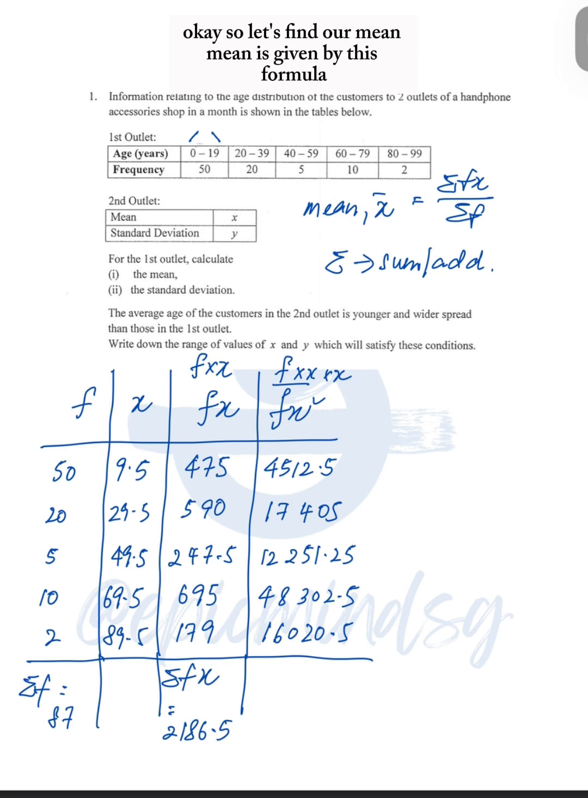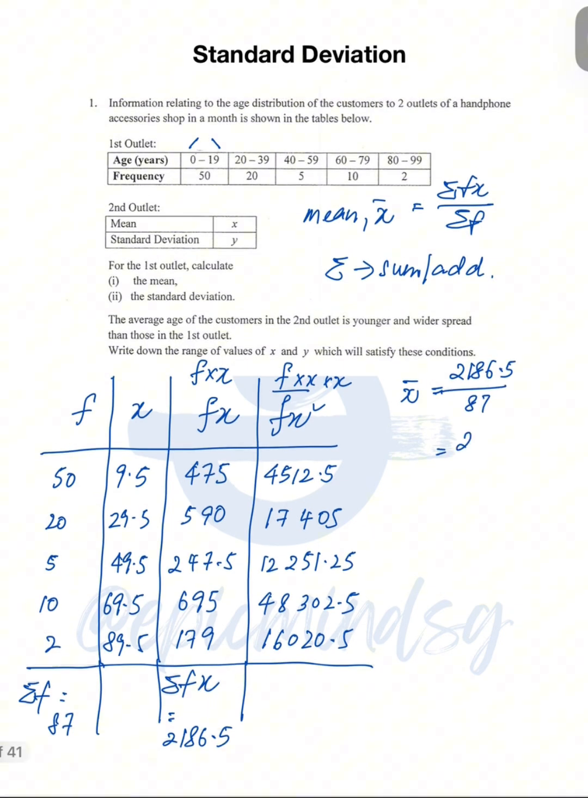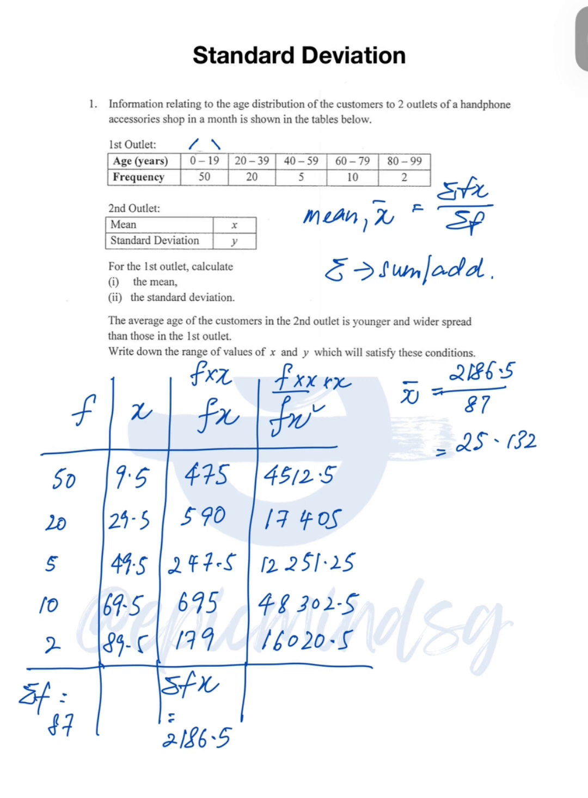Okay, so let's find our mean. Mean is given by this formula. So substitute the values in, press the calculator, and give your answer. You notice this is not a nice value, so let's round it off to 3 significant figures because there was no accuracy specified. What this means is that the average age of the customers who visit outlet 1 is 25.1 years old, right?